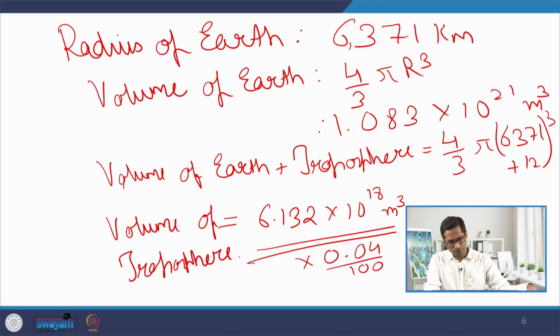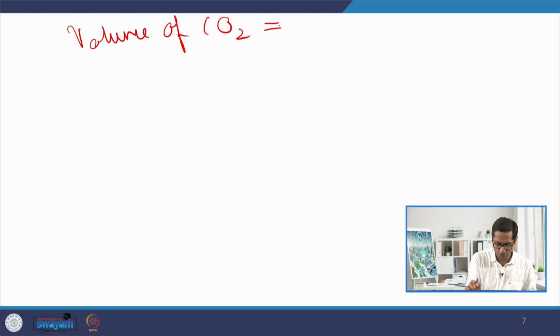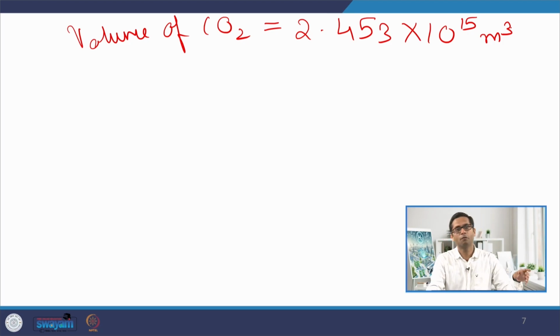So the amount of CO2 I can calculate would be roughly going to come out to be 2.453 × 10^15 meter cubed. I calculated the volume of the troposphere. Next, I multiplied this with 400 ppm or 0.04%, and this gives me the current volume of CO2 that is there in the atmosphere.